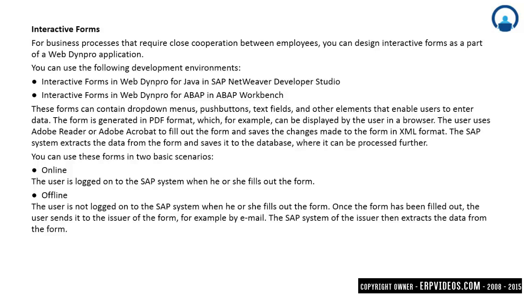We can use these forms in two basic scenarios, either in offline mode or in online mode. Under the online mode, the user is logged on to the SAP system when they fill in the data in the form. In the offline mode, the user is not logged on to the SAP system when they fill out the form. Once the form has been filled out, the user sends it to the issuer of that form, for example, as an email. Then the SAP system of that issuer extracts the data from the form. So this is the offline mode. So here the interactive forms can be processed either offline or online.